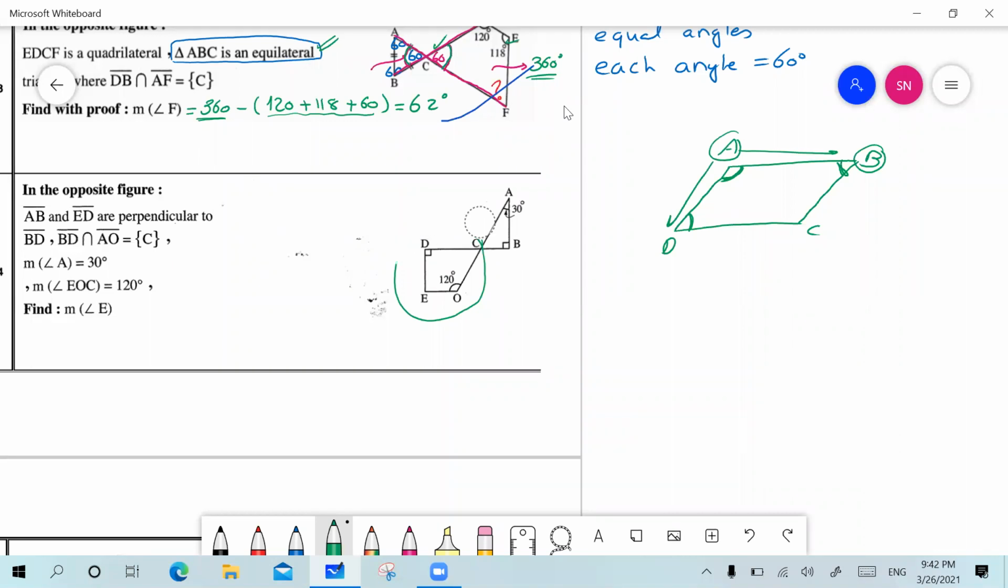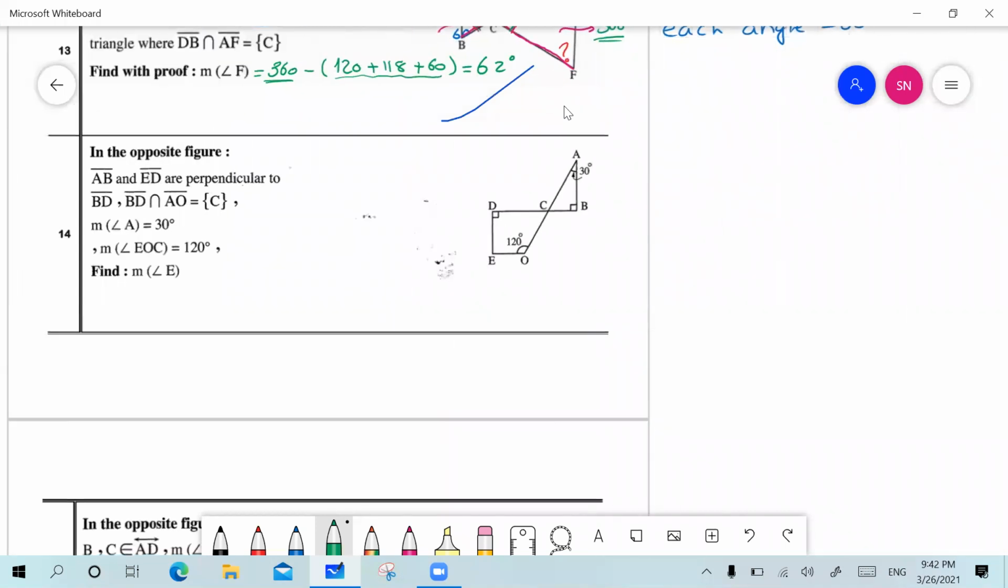Okay, segments. Welcome. Okay, let's go now for question number 14. AB and ED are perpendicular to BD and we want to find the measure of angle E.